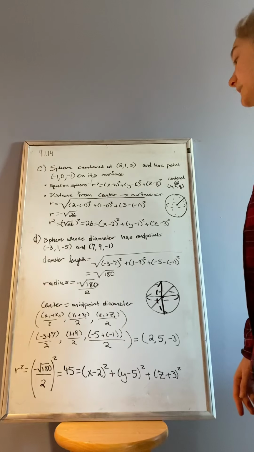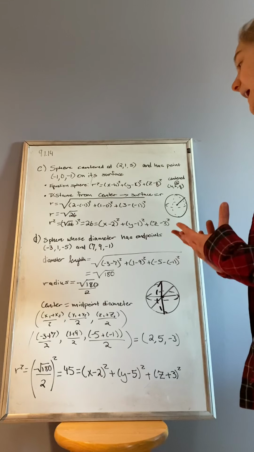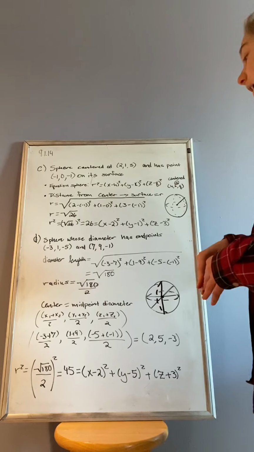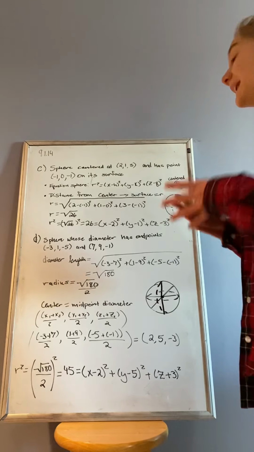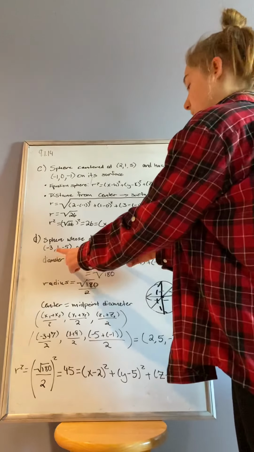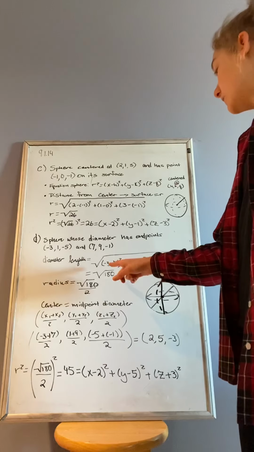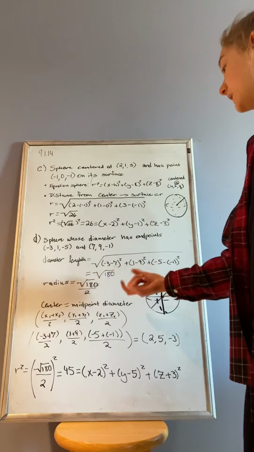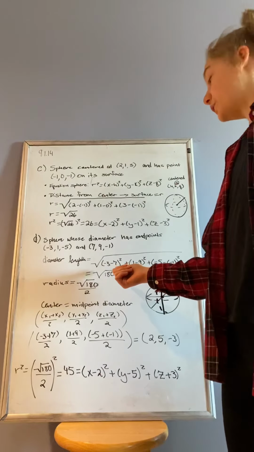So now for part D, we need to find a sphere whose diameter has the endpoints (-3, 1, -5) and (7, 9, -1). So we know that the length of our diameter is going to be the distance between these two endpoints. So again, we can just use these two points and plug them into our distance formula, and we get that our total diameter length is the square root of 180.